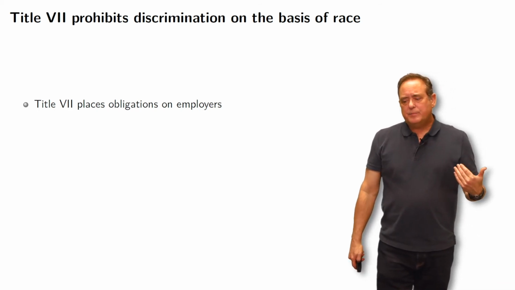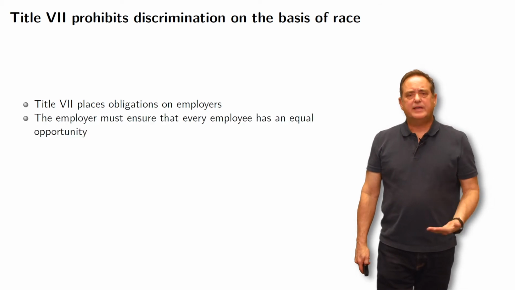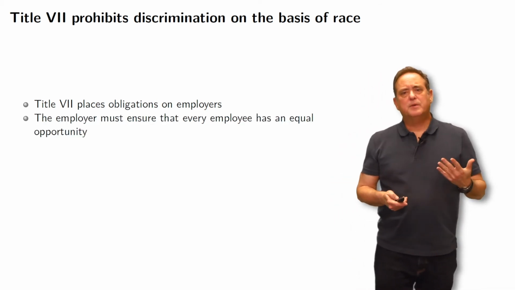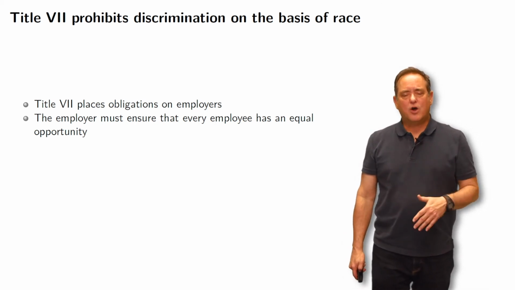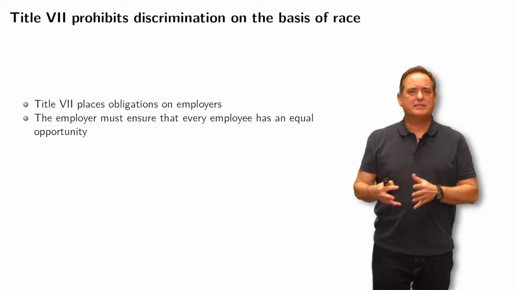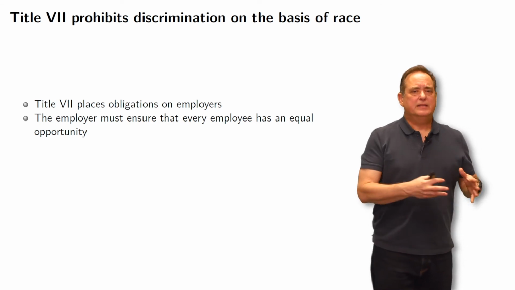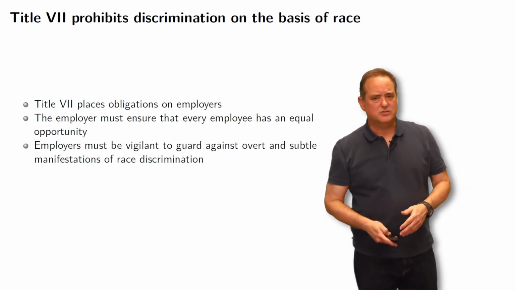Now, Title VII prohibits discrimination on the basis of race, which means it puts obligations on employers. And every employer must ensure that every employee has an equal opportunity, regardless of race. As I said, Title VII is going to protect blacks and whites in the same way it protects men and women, in the same way that it protects Mexican Americans and Czech Americans.